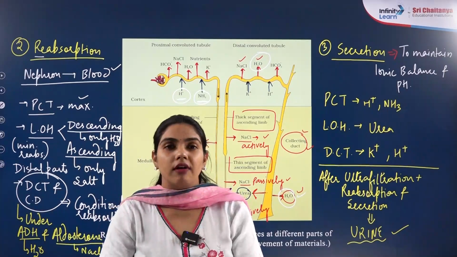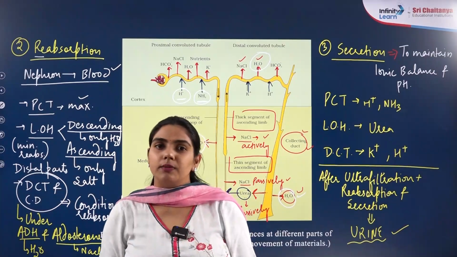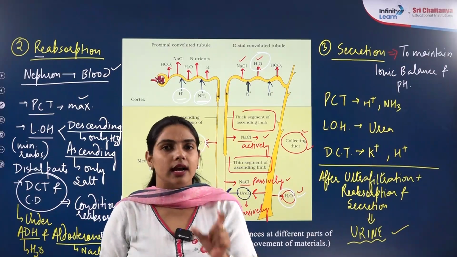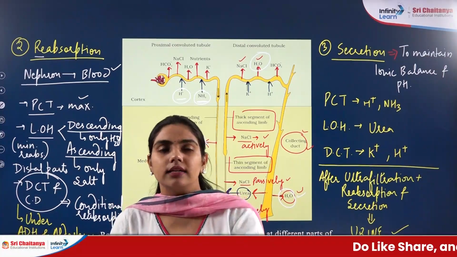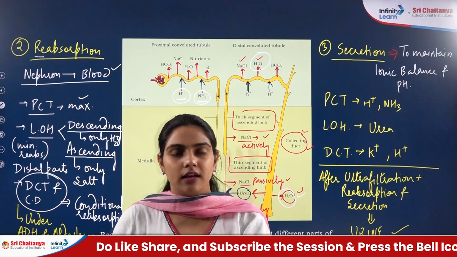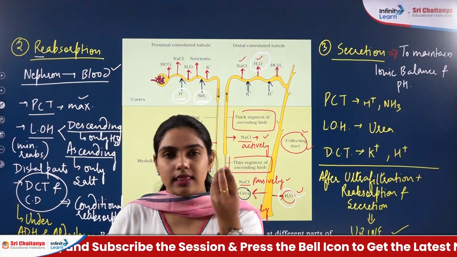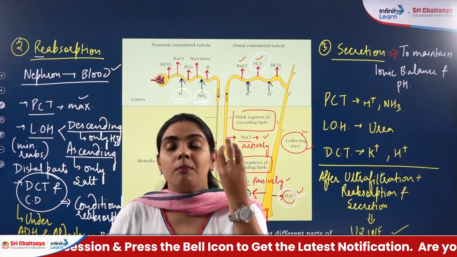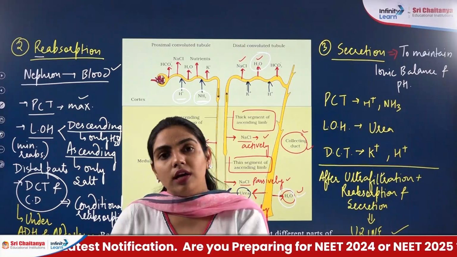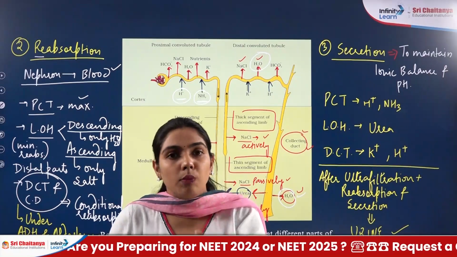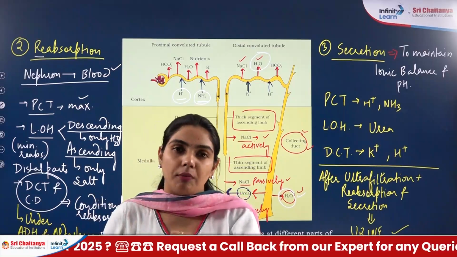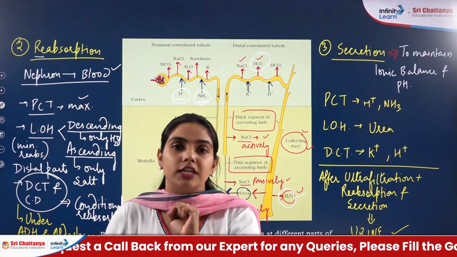So, I hope you have understood ultrafiltration, reabsorption and secretion. These are the basic terms. If you understand the meaning, then you will understand the concept. Ultrafiltration, where filtration is occurring. The blood is coming into the kidneys. In that blood, what is being filtered? Plasma is being filtered. Then what is getting formed? Glomerular filtrate is formed. How much is formed? 125 ml per minute is formed. That is your glomerular filtration rate.